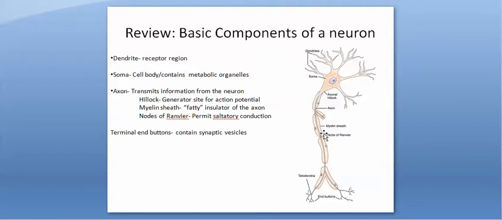Between the myelin sheath, there are little bare spots where there isn't myelin, and those are called the nodes of Ranvier. They permit saltatory conduction. We will get to watch a video on that in a little bit and talk more about it. I know we did talk about it a little bit. And then you'll see the terminal end buttons here at the end of the axon.